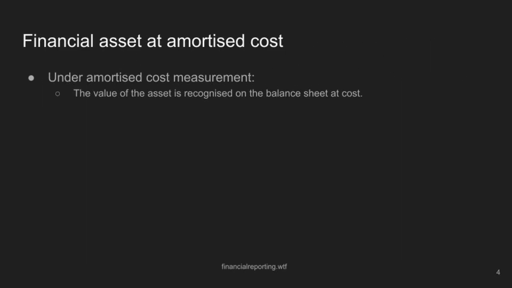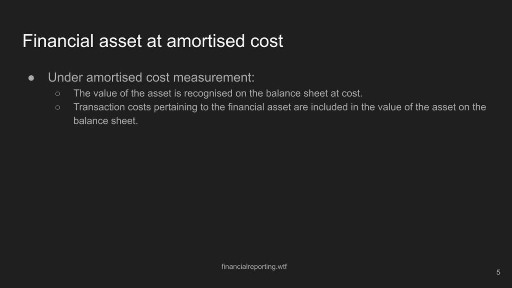Under amortized cost measurement, the value of the asset is recognized on the balance sheet at cost, so essentially at the value that the entity paid for the asset. In addition to this, a nuance under amortized cost measurement is that the transaction costs incurred in obtaining the financial asset are also included in the value of the asset on the balance sheet, i.e., the costs are capitalized to the financial asset. These are then amortized over the life of the financial asset, hence the name amortized cost.